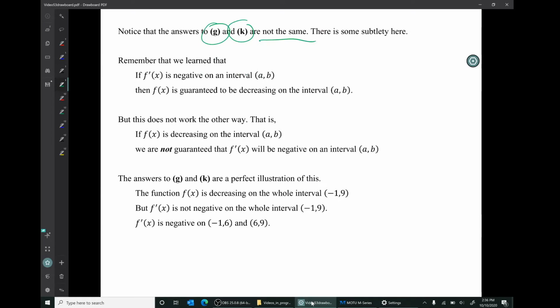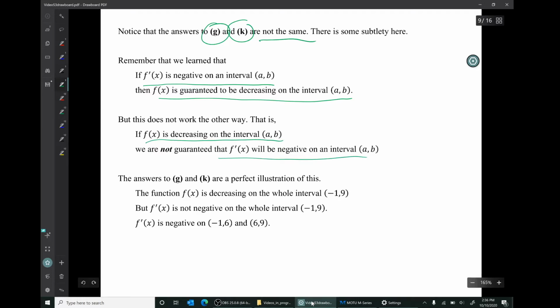So that illustrates something very important. We learned that if f prime is negative on a whole interval, then f is guaranteed to be decreasing on the whole interval. But it does not work the other way around. If you know that f is decreasing on a whole interval, we're not guaranteed that f prime will be negative on the whole interval.